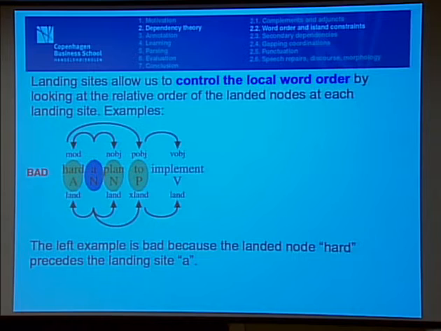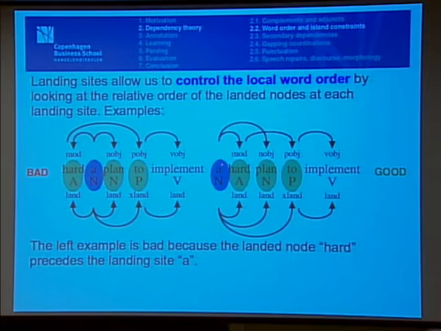Whereas the other one here is good, because now we have the right kind of word order, that all the landed nodes come after the determiner, and with the right kind of ordering in terms of the dependency roles that are up here. We have a modifier, then we have a nominal object, and then we have an extracted prepositional object. So knowing this kind of information is enough to determine whether the word order is good or bad.